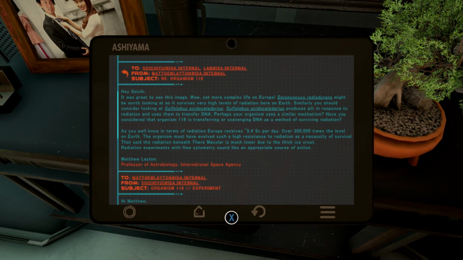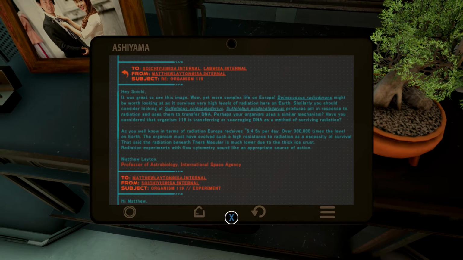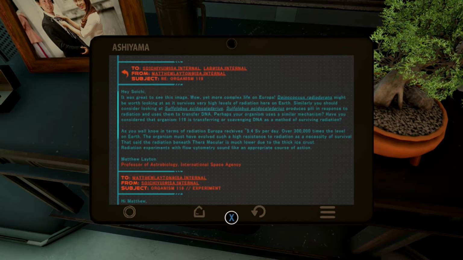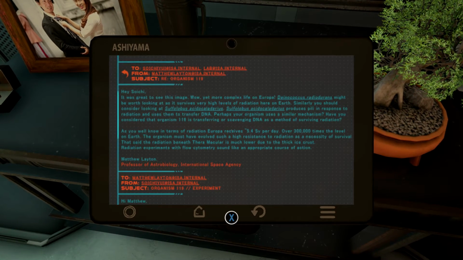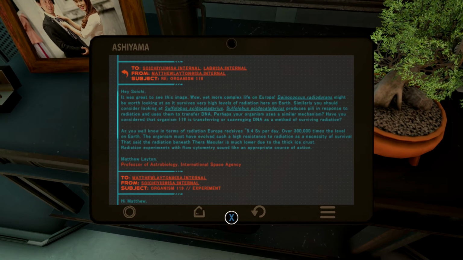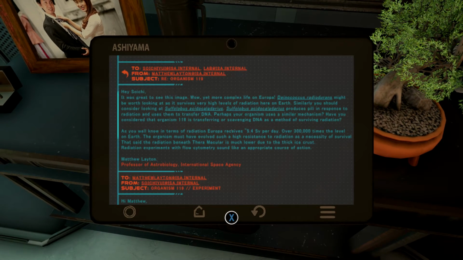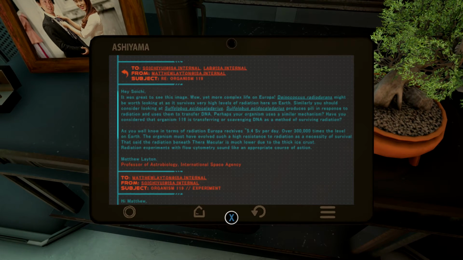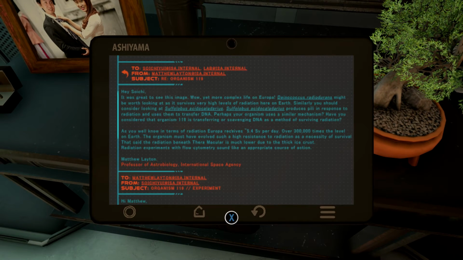It was great to see this image. Wow, yet more complex life on Europa. Deinococcus radiodurans might be worth looking into if it survives very high levels of radiation here on Earth. Similarly, you should consider looking at Sulfolobus acidocaldarius. It produces pili in response to radiation and uses them to transfer DNA. Perhaps your organism uses a similar mechanism?